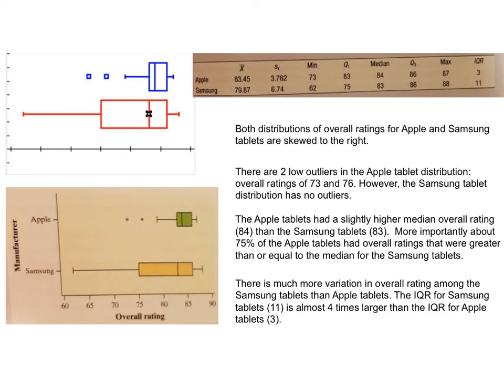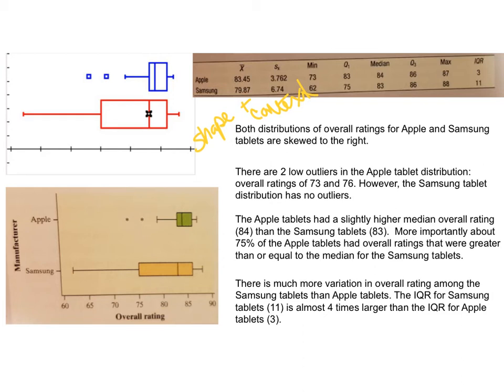So I start by saying both distributions of overall ratings for Apple and Samsung tablets are skewed to the right. So what factor am I addressing here? Well, really 2 things. I'm talking about shape, plus I've got context. There are 2 outliers in the Apple tablet distribution, and then I say what they are: overall ratings of 73 and 76.